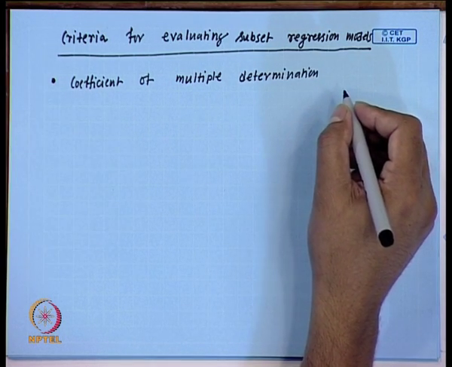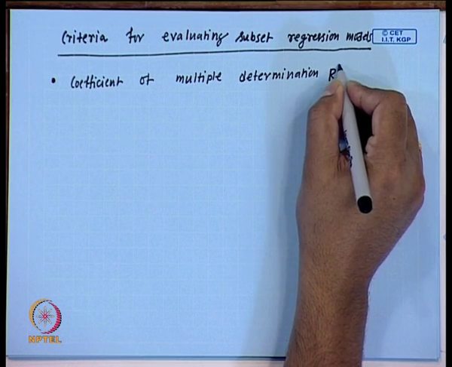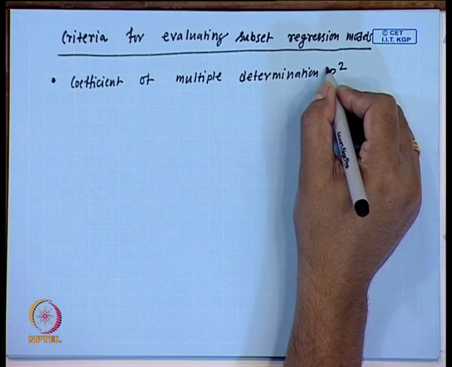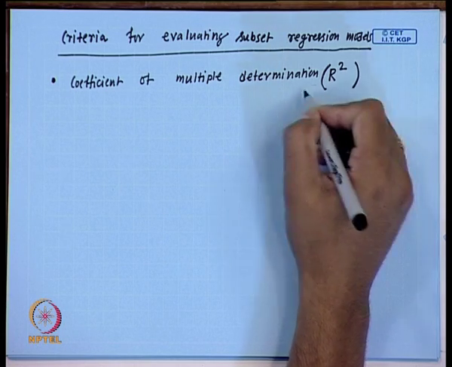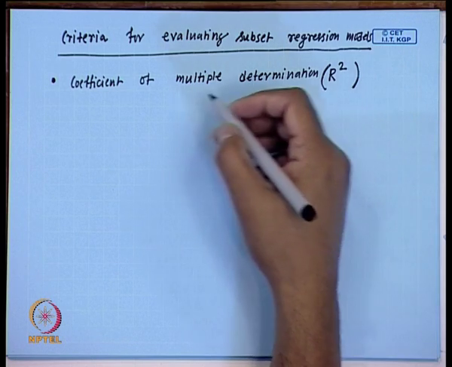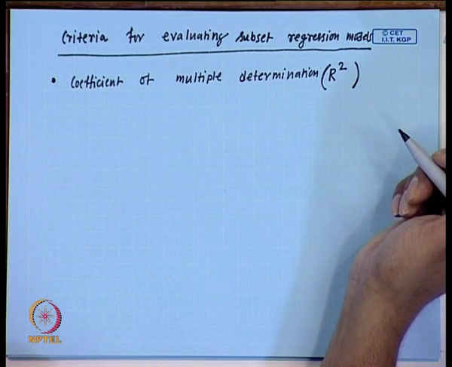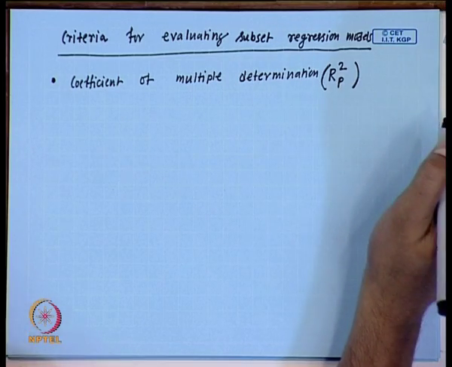And we denote this one by R square. Before I also mentioned this R square and we used to call it the coefficient of determination, and since we are talking about the multiple linear regression model here, we call it the coefficient of multiple determination. So we denote this by R p square.